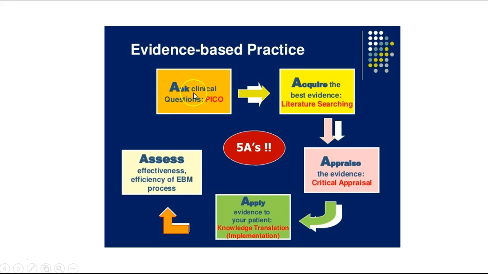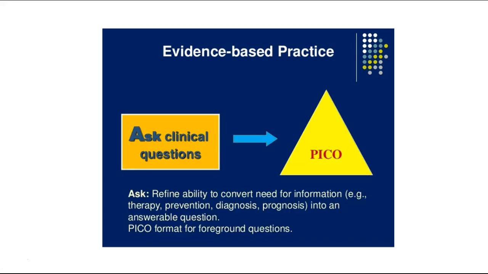When you do all these things, when you ask, when you acquire the research, when you appraise it and look at it deeply, when you apply it to your patient and you assess how effective it was, that is truly the process of becoming an evidence-based practice clinician. But let's go back and just start with asking the clinical question and then acquiring the literature, because those are the two things to me that are going to make you most successful in writing the literature review for this particular class. So as I mentioned, the first thing that you have to do is ask the clinical question.